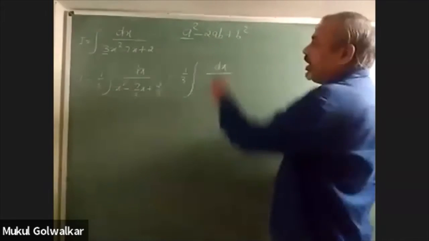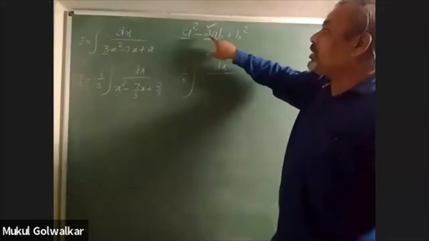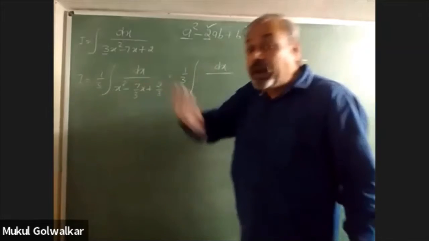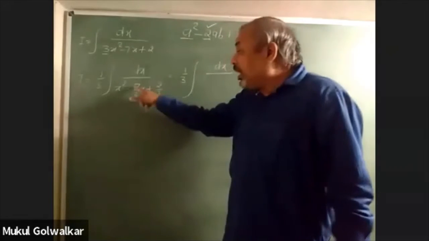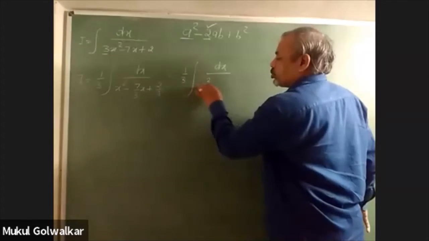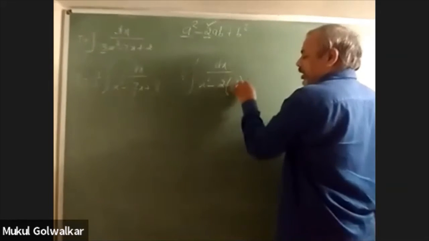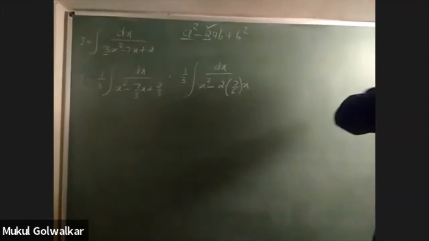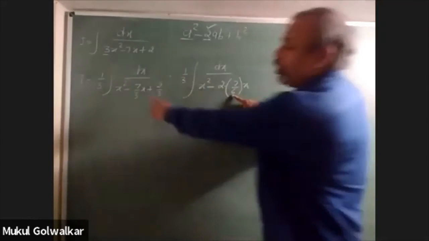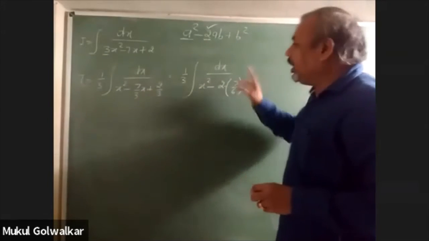Yes, sir. The next coefficient is 2 in the standard formula, but here I don't have that 2. So I suggest we multiply by 2 and divide by 2. See, x square minus 2 times 7 by 6 into x, with a multiplication of 2 in the numerator and a multiplication of 2 in the denominator. This becomes 2 into 7 by 6. Is it okay?